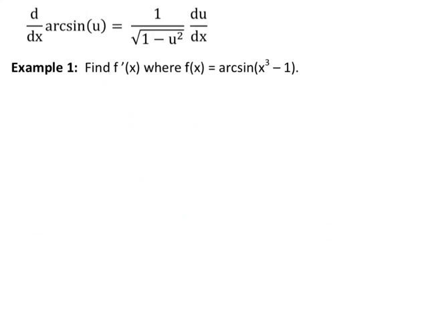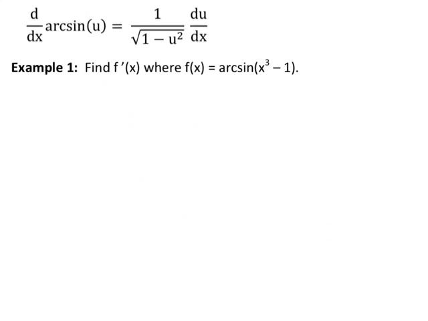Okay, so we're looking at the following example. Now, if you notice, at the top, I gave you the rule for the derivative of the inverse trig function arcsine. So let's take a look. It says find f prime of x, where f of x equals the arcsine of x cubed minus 1. Well, that's fairly straightforward. Let's see here. Get my pen ready.